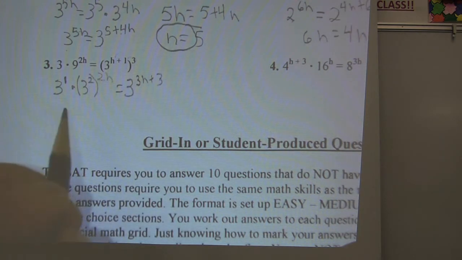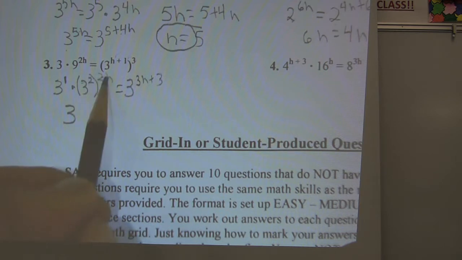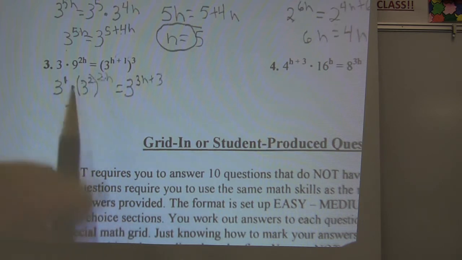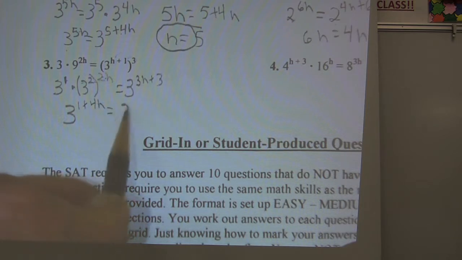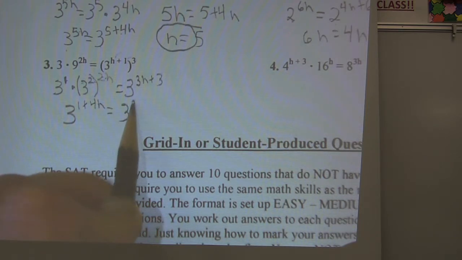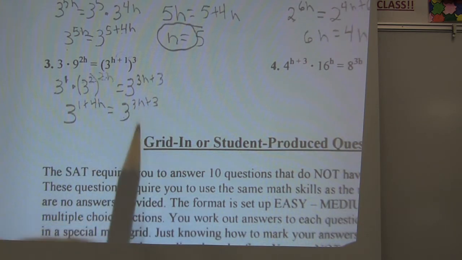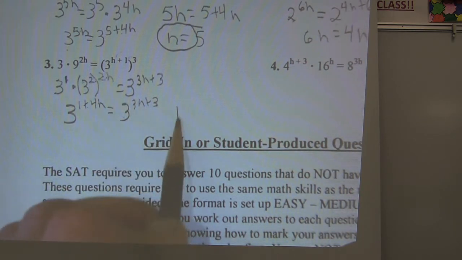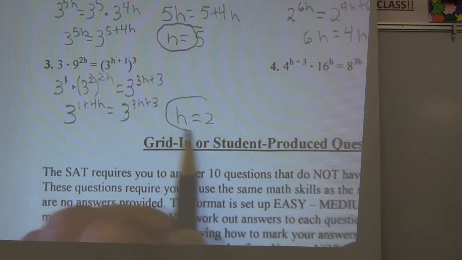On the left, this is 4h right here because I multiply them. Now I'm going to add 1 plus 4h over here. Over here, 3 to the 3h plus 3. Now you can say I have 3 to a power and 3 to a different power, so set the powers equal to each other, and you should get h equals 2 after you solve that.